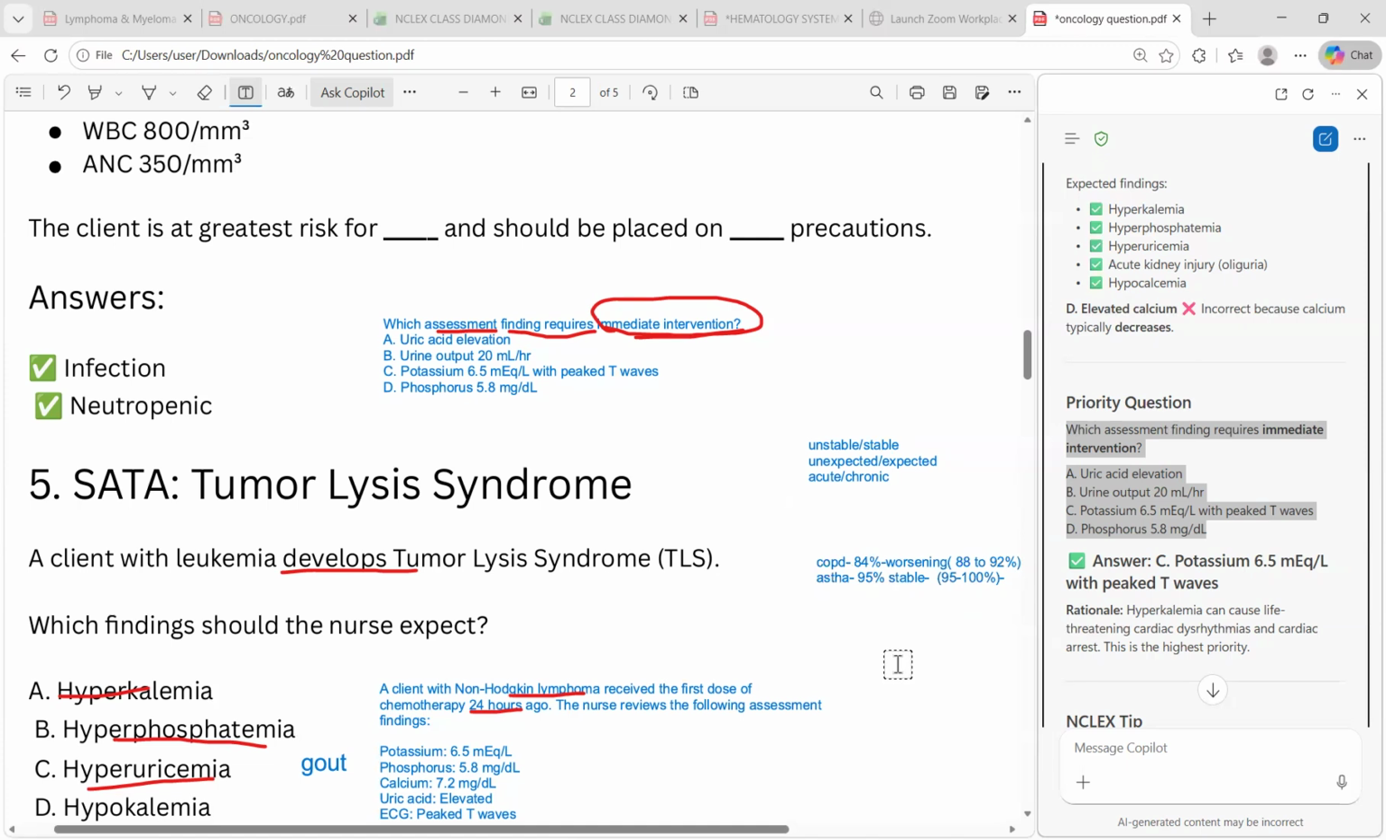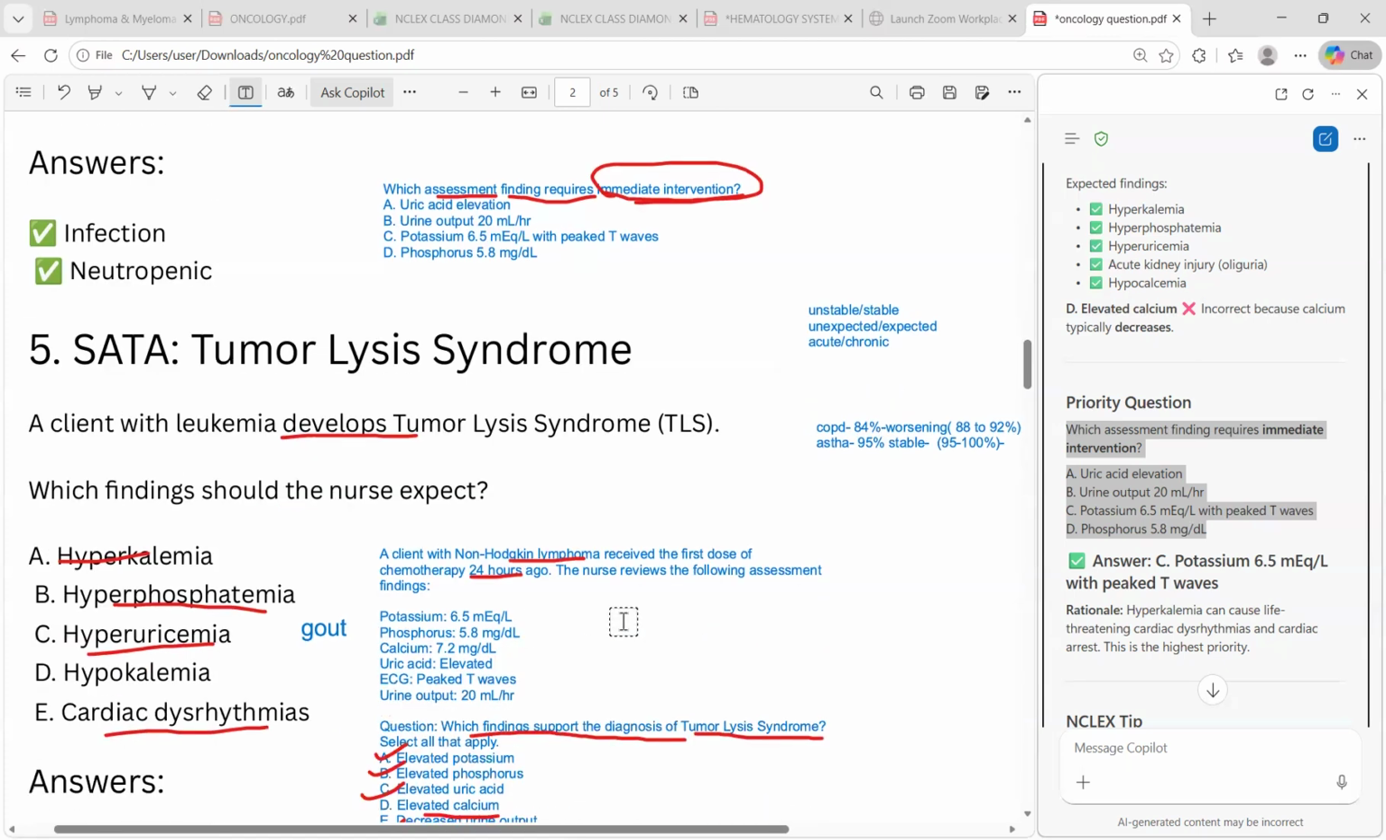That means whenever we are getting options, we have to think which patient is going into the stage of worsening condition or which patient is maintaining the stable condition. So we can choose the stable patient as the wrong answer, and the unstable patient as the correct answer.